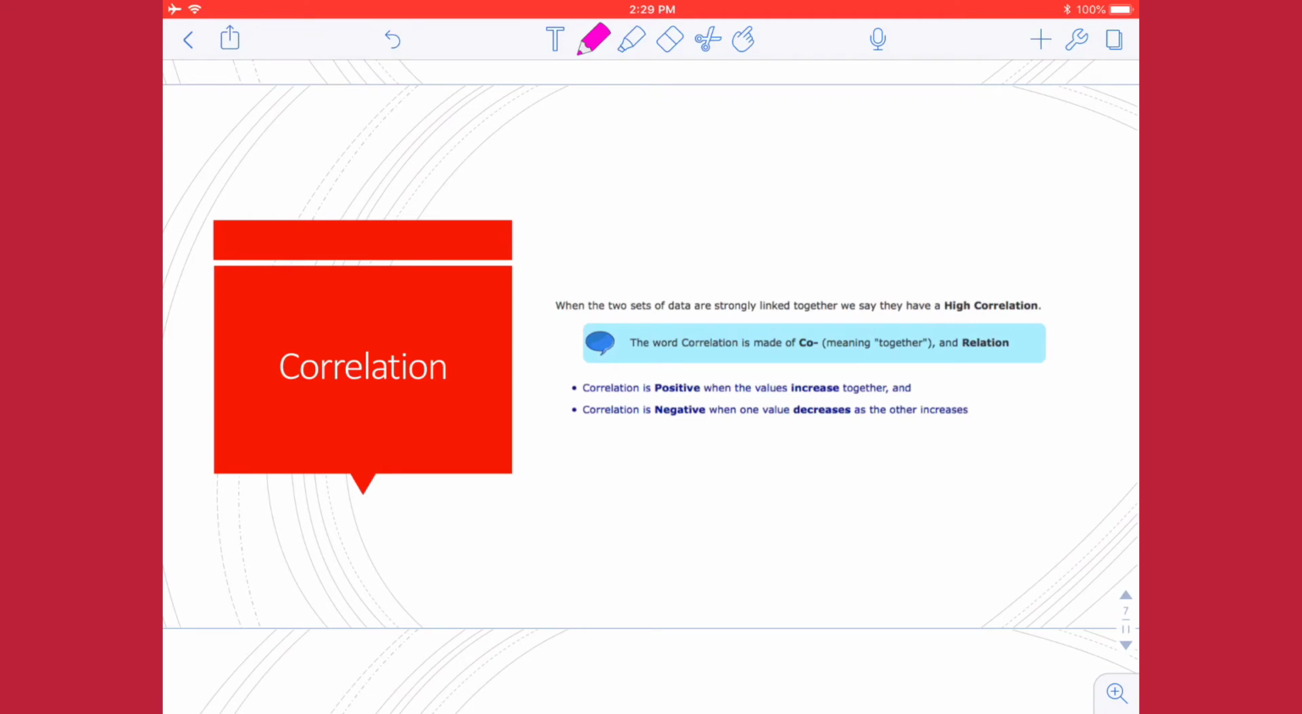So this brings us to another idea called correlation, and this is when two sets of data are strongly linked together, so we say they have a high correlation. Correlations can be positive, so that means two things are increasing together. Correlations can be negative, so that's when one value decreases as the other increases. So a positive correlation would be something like as the temperature increases, as it gets hotter outside, the number of pool sales are increasing, right? More people are buying pools in hotter temperature months. So that would be a positive correlation because both things are growing.